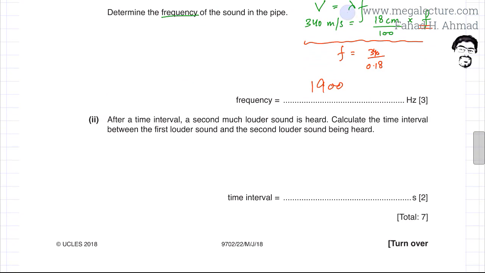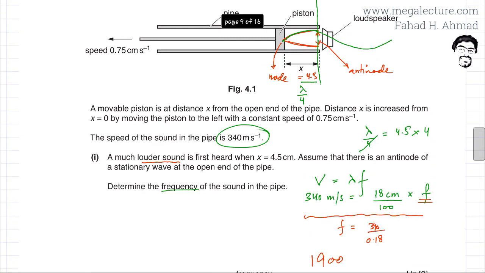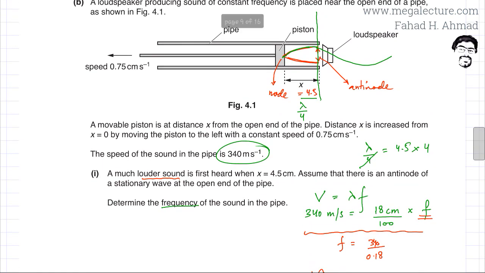The question then goes on to state that after a time interval, a second much louder sound is heard. Calculate the time interval between the first louder sound and the second louder sound being heard. So we're now looking for the second louder sound. Remember, the piston is moving backwards. As you move the piston backwards, the sound would travel a much larger distance. So if an antinode, a louder sound, is produced at this point, the wave is going to bounce back at this point.